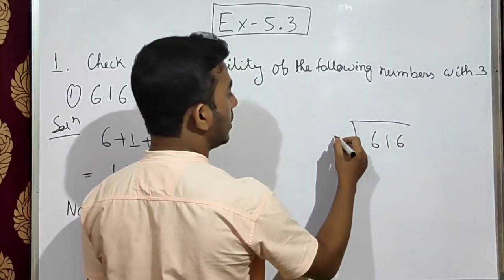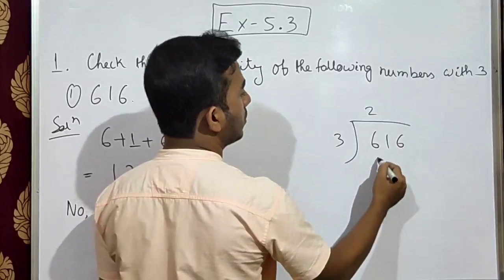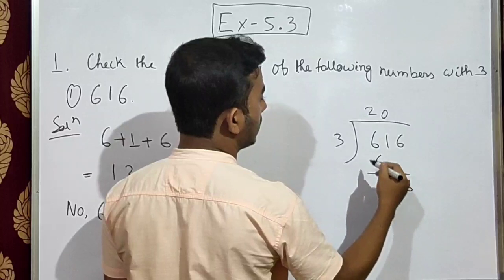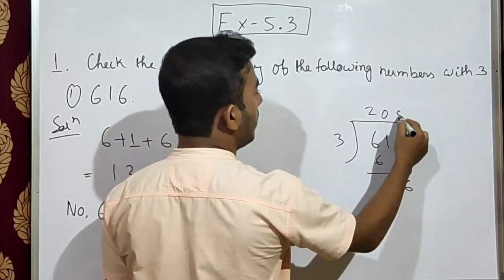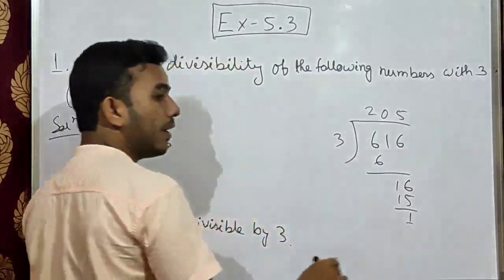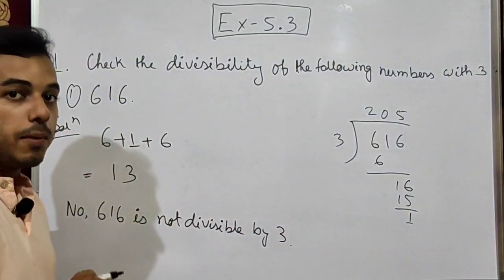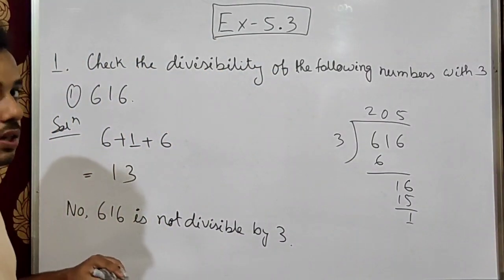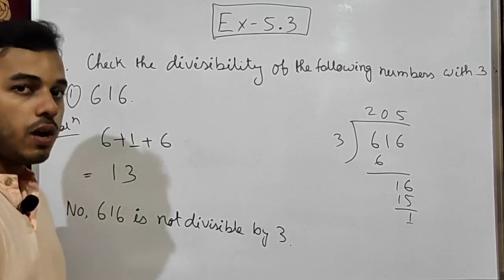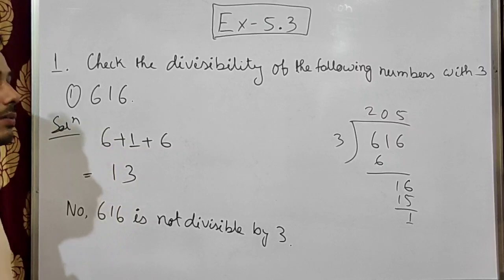616 divided by 3. 3 into 6 is 2, then 1, 0, 6. 3 into 5, 3 into 5 is 15. Look, 1 remainder left. And I told you in the earlier class that there must be no remainder, right? So, 616 is not divisible by 3. Up to this clear? Okay.